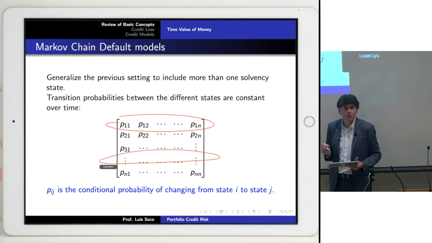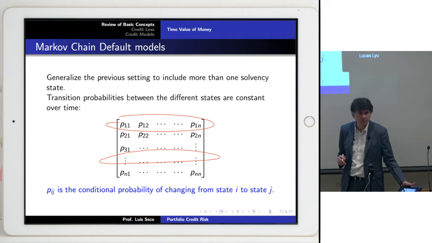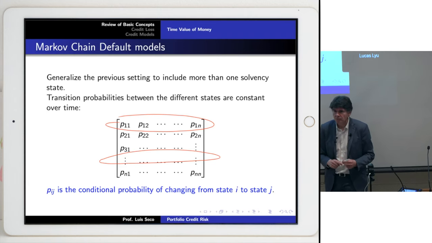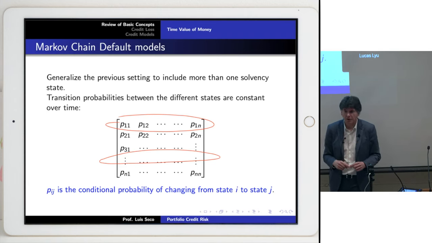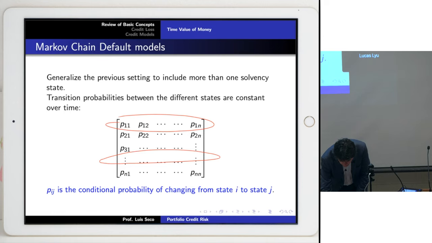Who does not know a Markov chain? Who has never seen a Markov chain? Please be truthful. Raise your hand. There's no benefit in lying on this one. Who has not seen the Markov chain? You've all seen Markov chains. Yeah? Let me see in the chat. This is an important piece of information about you guys.